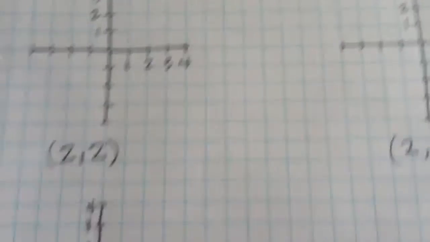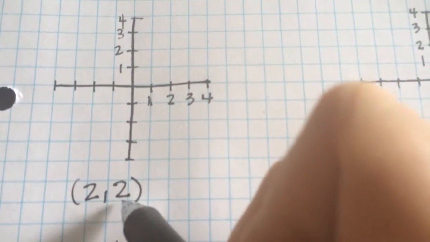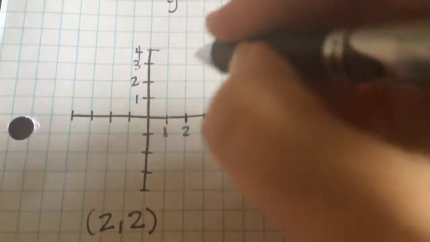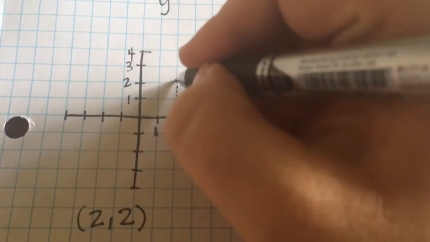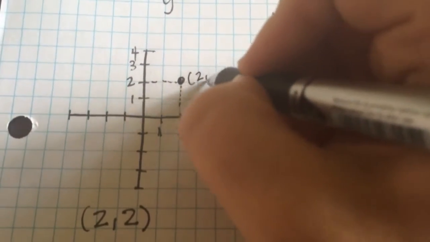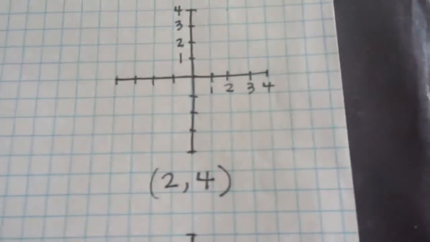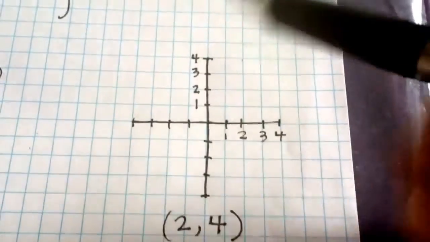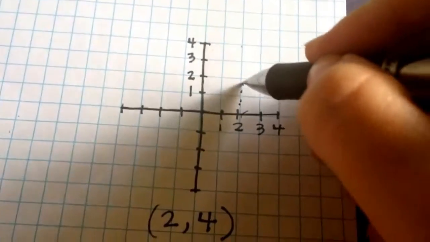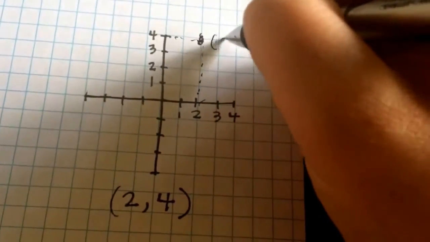For a couple examples, I just wrote out some basic ones to try. 2, 2, so that would be 2 on the x-axis, and just to follow it up here, and then here's 2 on the y-axis, so that's the ordered pair 2, 2 on the coordinate plane. To find 2, 4, you would follow the x-axis over to 2 and follow that all the way up the y-axis till you got to 4.